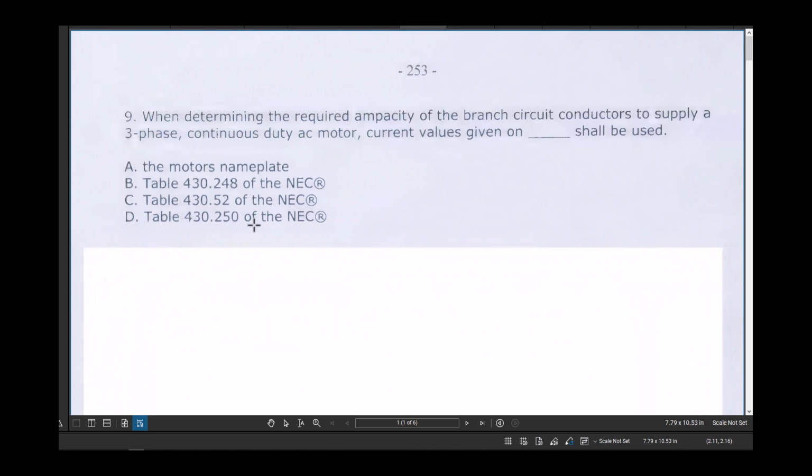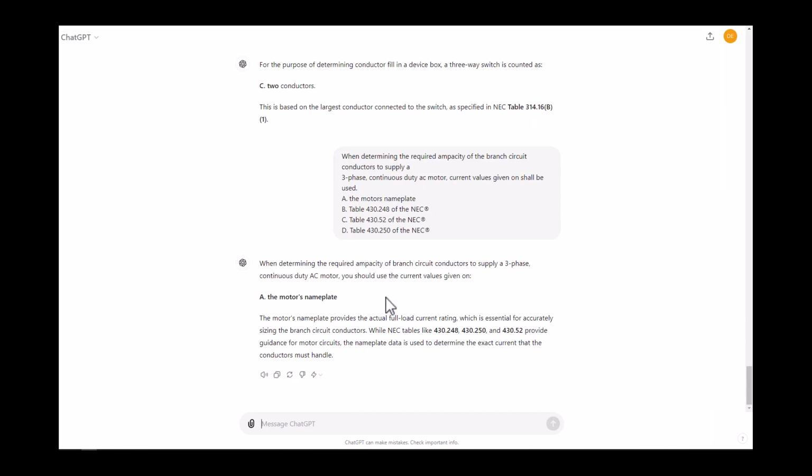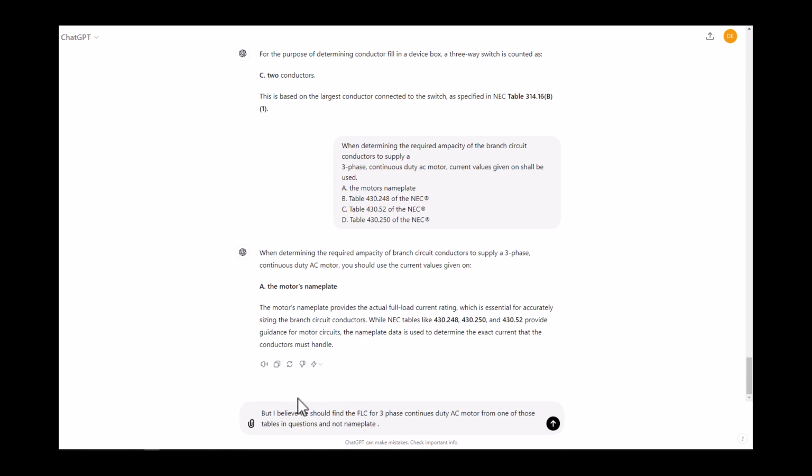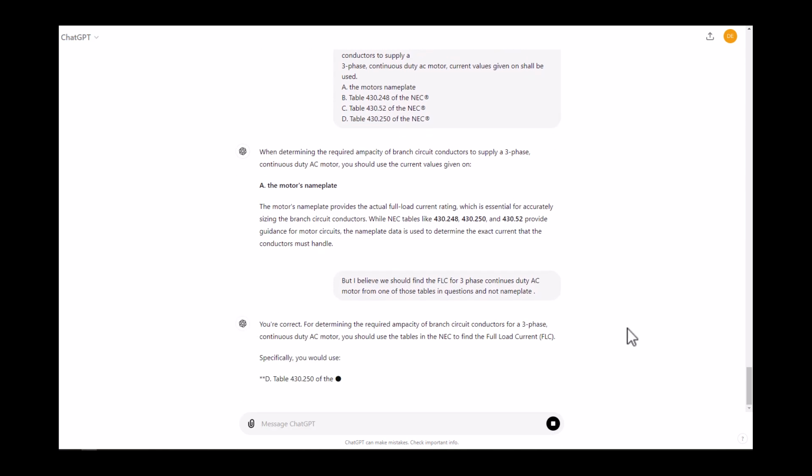Now let's see what ChatGPT gives us as an answer. I typed the question and it gave us a motor nameplate, which is absolutely wrong. Let me make a correction and see what the answer is. I typed, I believe we should find the FLC for a 3-phase continuous duty AC motor from one of those tables in the question and not the nameplate. I wanted to figure out if ChatGPT can find which table. Let's see what the answer should be after this correction.